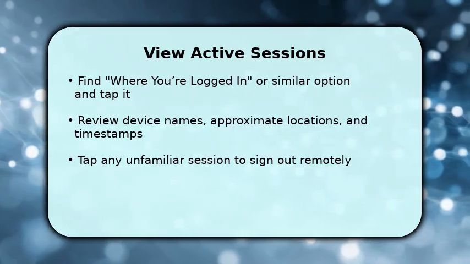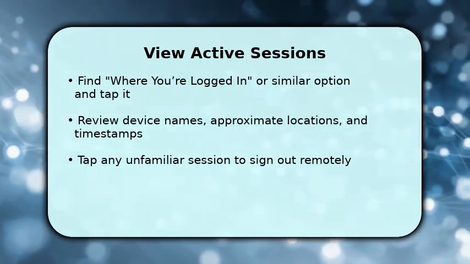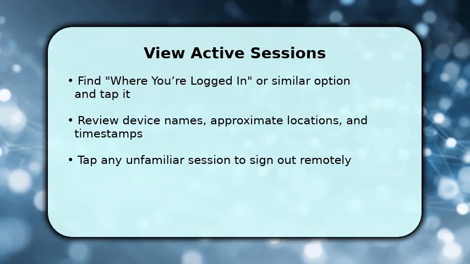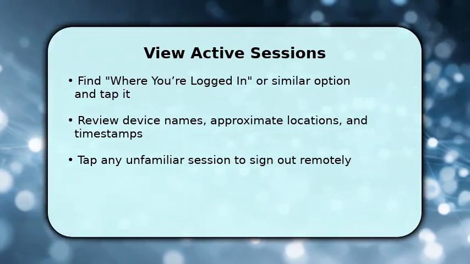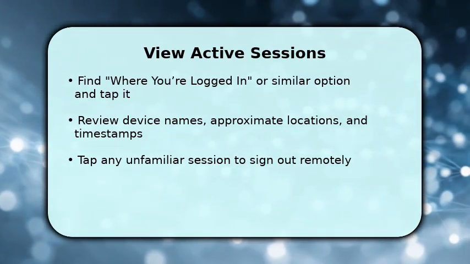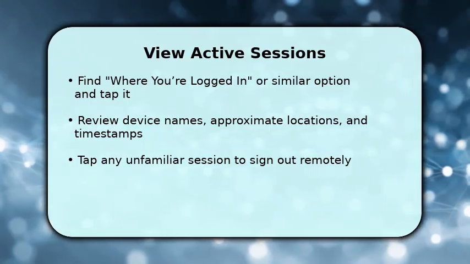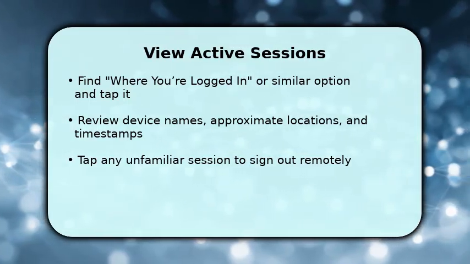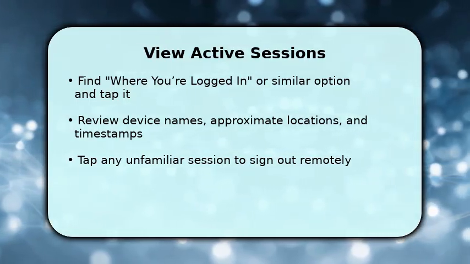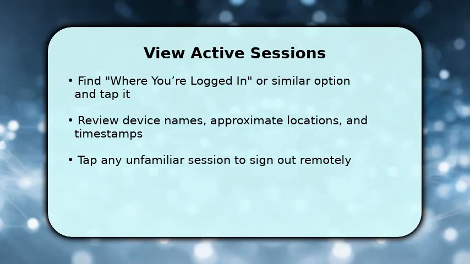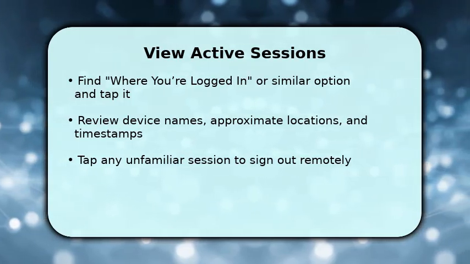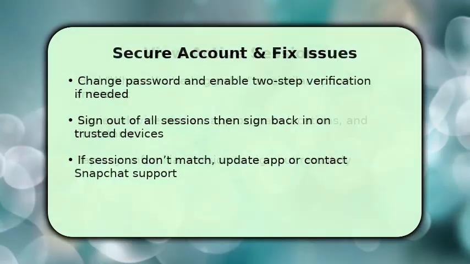If a session looks wrong, tap it and choose Sign Out or Remove. That immediately revokes that session's access. You do this to stop unwanted access quickly and to collect details you might need if you change your password or report suspicious activity. After removing unfamiliar sessions, change your password and enable two-step verification to prevent repeat access.